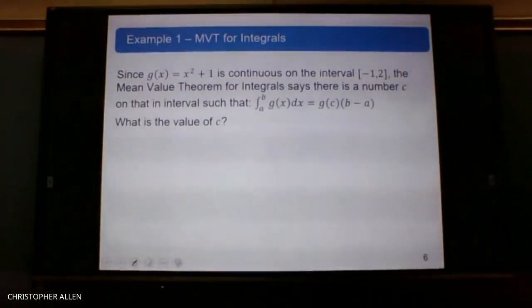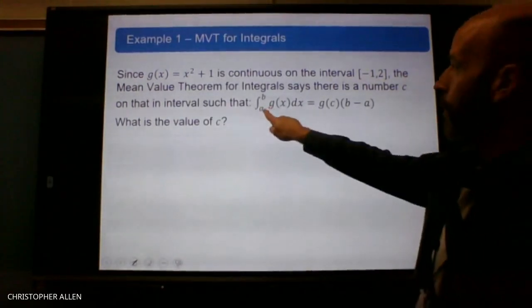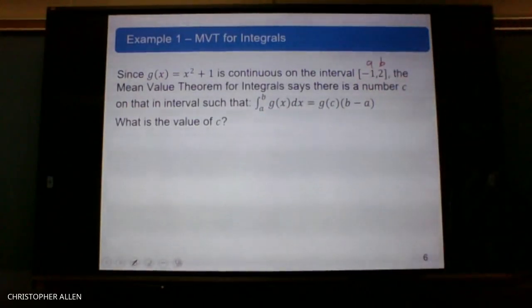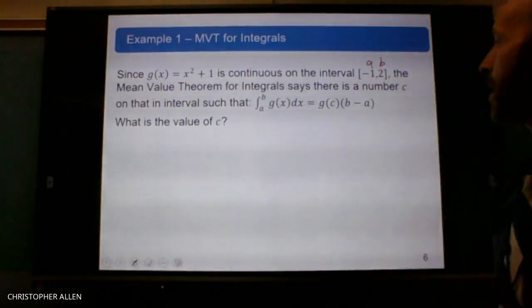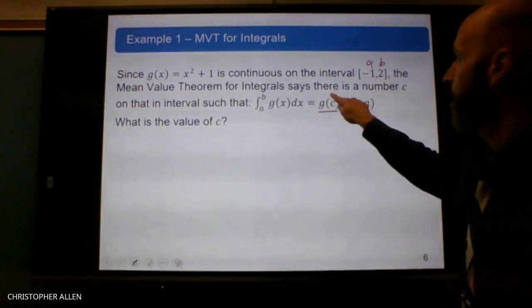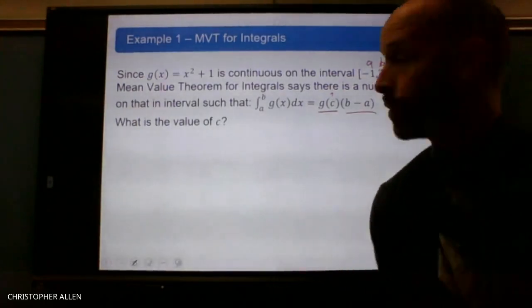In this particular example, it says, since g of x equals x squared plus 1 is continuous on the interval -1 to 2, the mean value theorem for integrals says that there is some number c on that interval such that the integral from a to b, and by the way, here's your a and here's your b, of that function over that interval has to equal the value of the function for some value c times the distance between b and a.